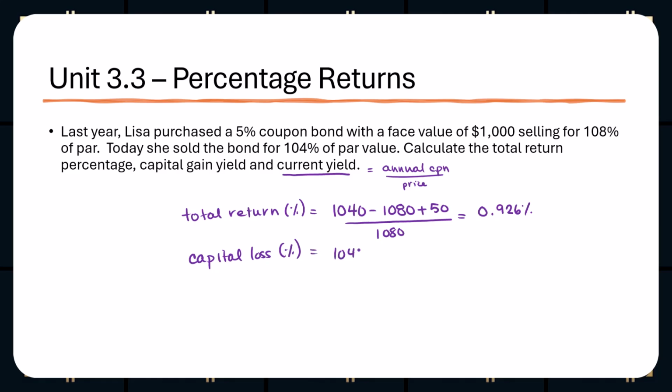Her capital loss percentage, because that's what it is, it's not a gain. She paid $1,080. She sold it for $1,040, and she had a capital loss of 3.704%. Her current yield on this investment was the $50 in coupon income divided by the price she paid, $1,080. Her current yield was 4.63%. Let's go ahead and confirm this with the financial calculator.